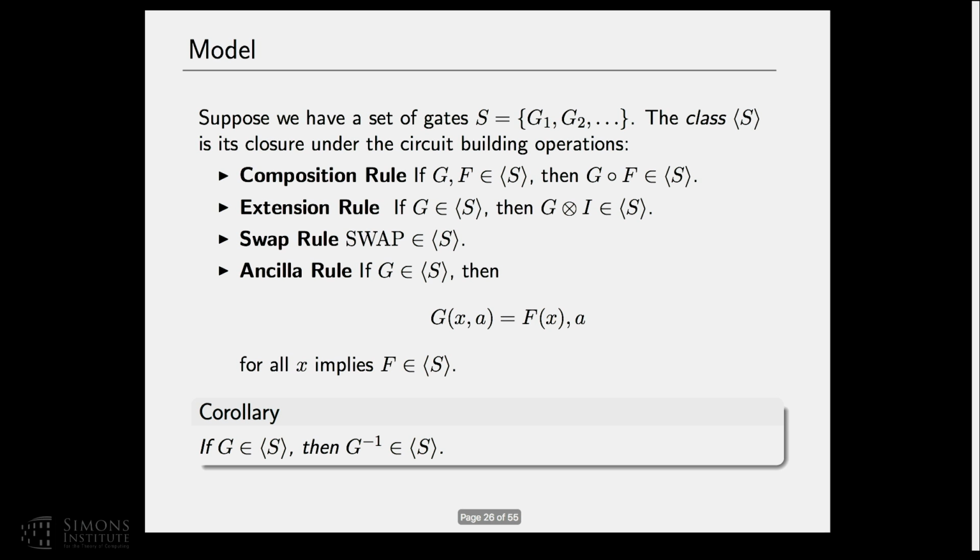A quick aside here, a corollary of these rules, since we're dealing with reversible gates, a lot of times in gate classification results, you have to worry about whether or not your inverse is also in your gate set. But in this case, we don't, because if we have a gate G that's in our set, we can just apply G to itself multiple times until we get back to the identity. And then obviously some power of G will end up being the inverse, and that inverse will be in our set. So we'll use that later.